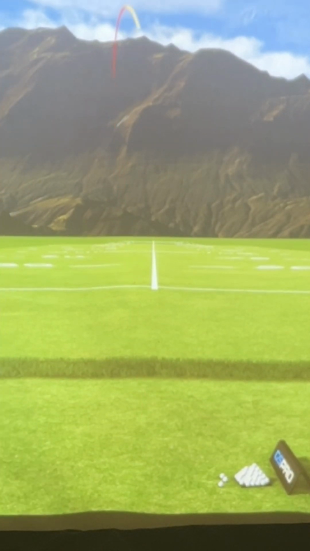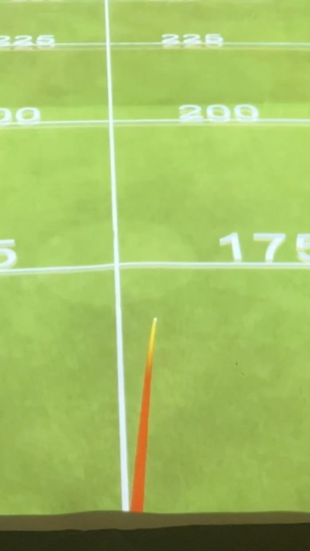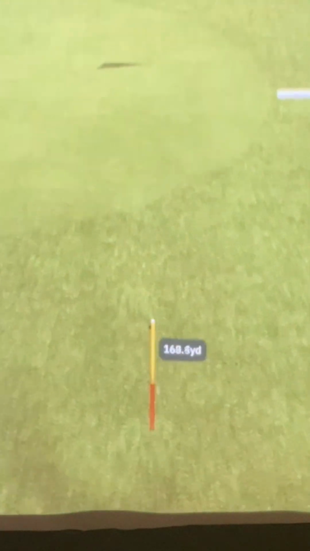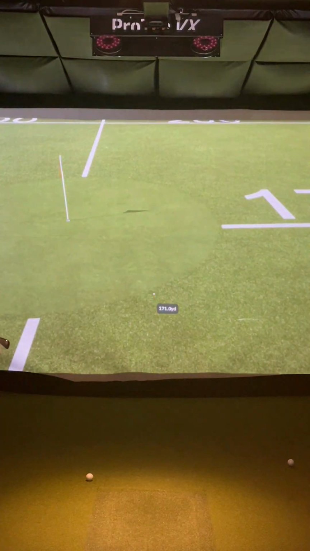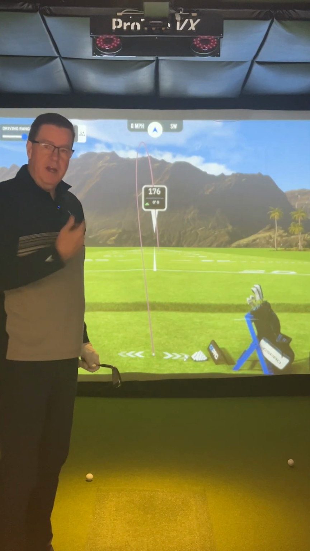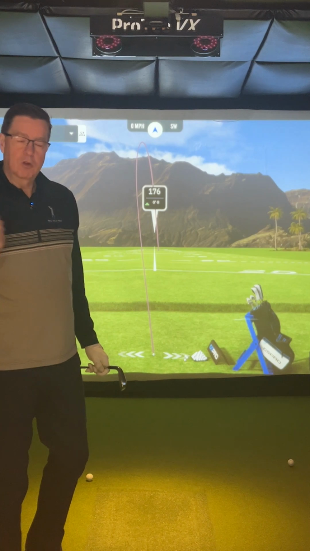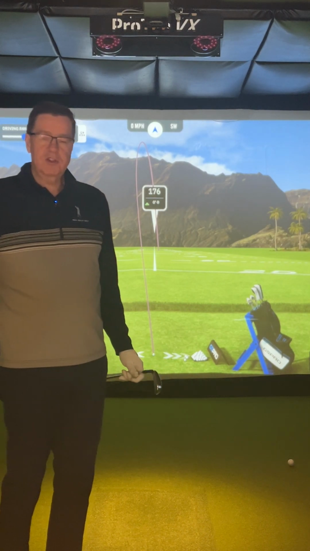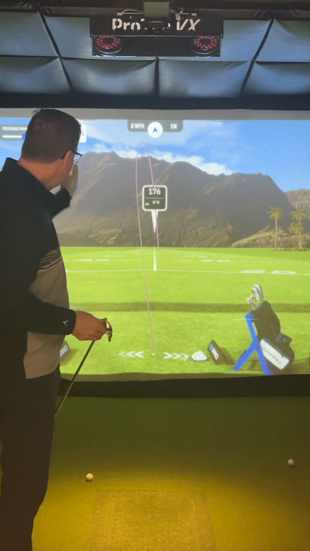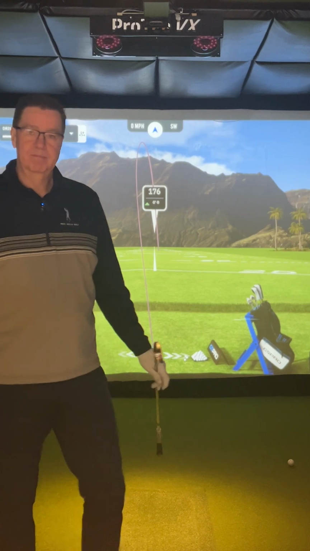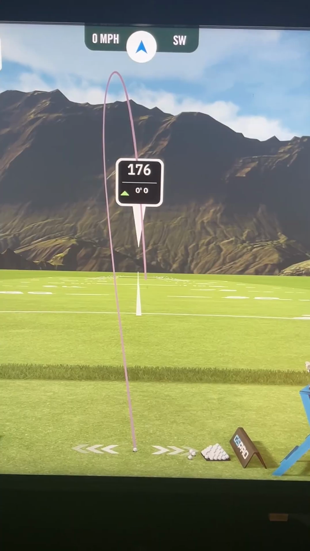Well, look at that. Out to the left, back to center. So the ball curved right. Was the face open? Most people will say yes, but it wasn't, because the face sent the ball to the left. So let's have a look at some numbers.